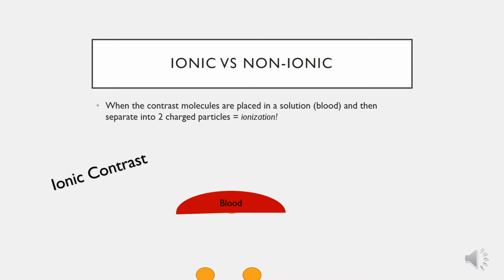So if our little iodine molecule, here's our little orange molecule, goes into our blood, it's interacting with a solution, that ionic contrast molecule is now going to separate, once it's in the blood, into two charged particles. It's going to go through ionization.